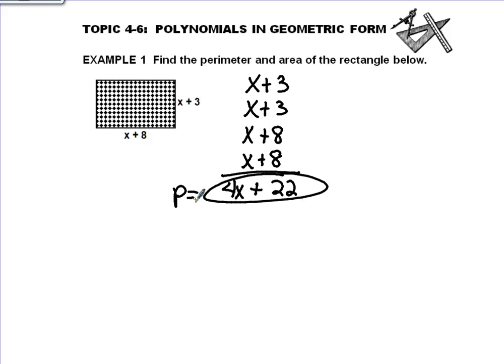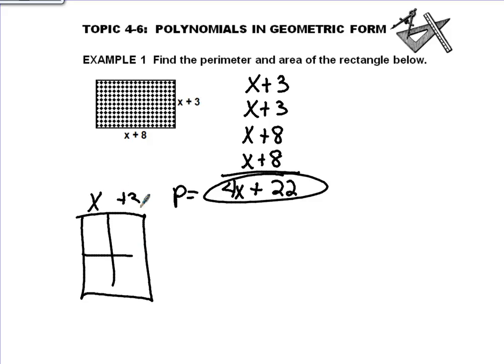Okay, area is just something we've done before. We're going to use the box method to multiply. Area of a rectangle means base times height. So I'm going to multiply these two together using my box.